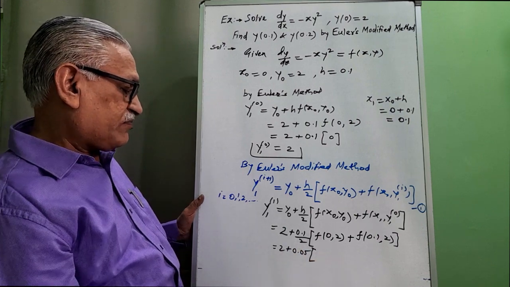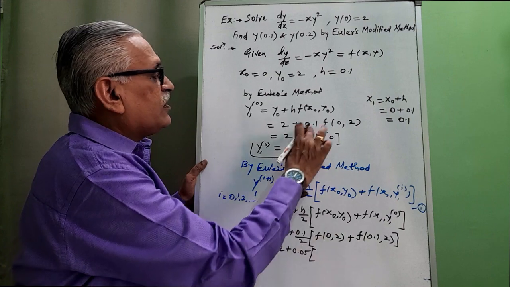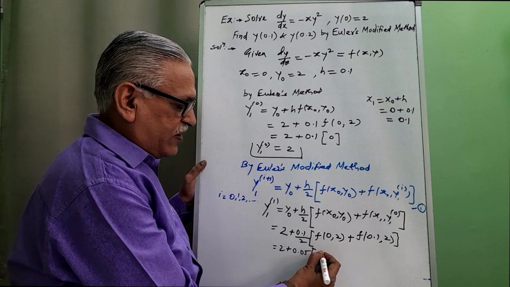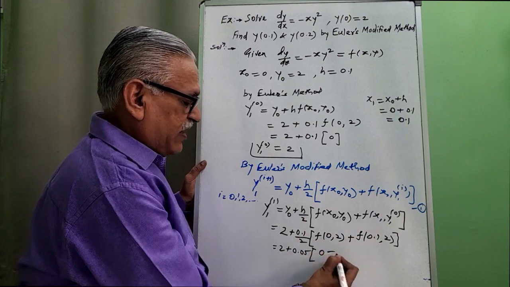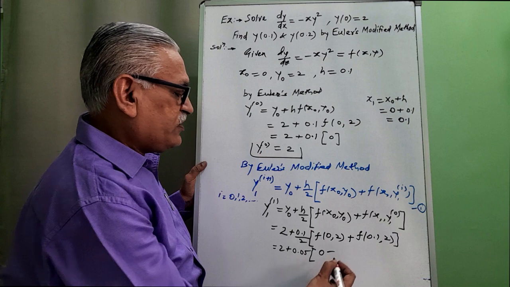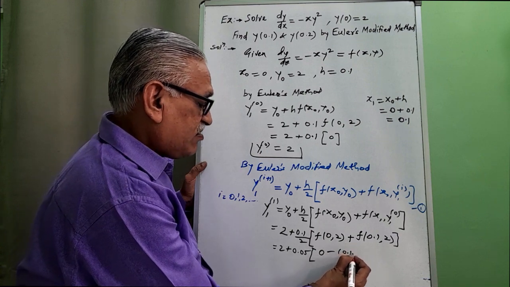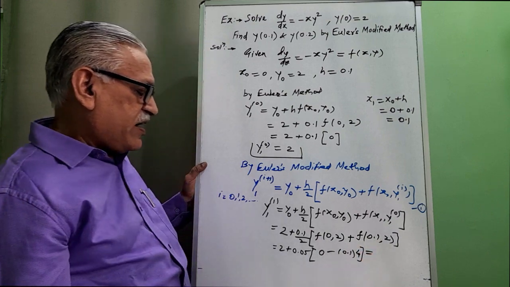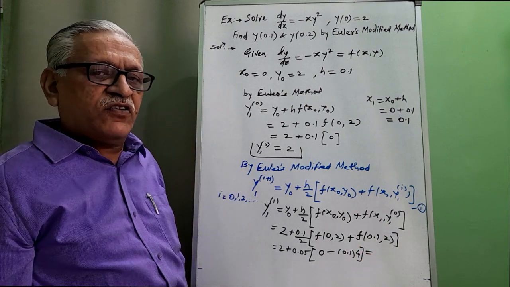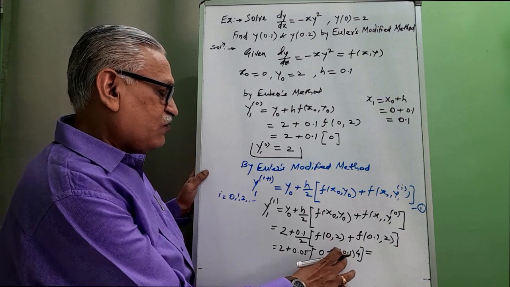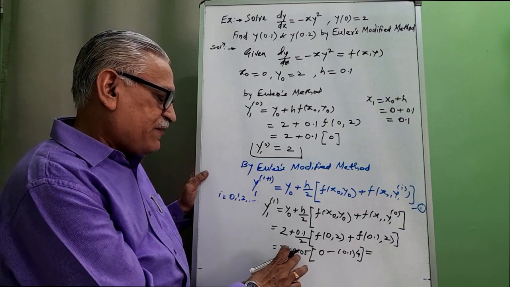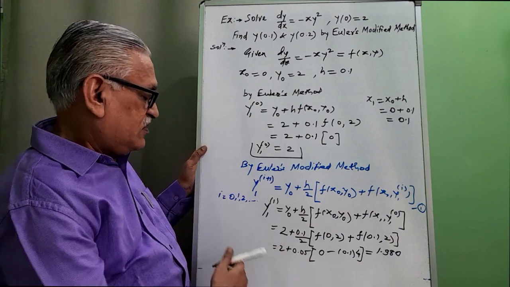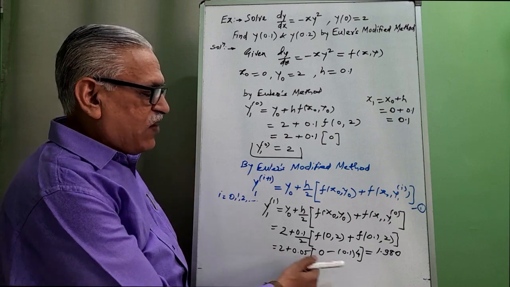f of 0, 2, which is minus x y square, x is 0, therefore that value is 0, minus 0.1 into y square, which is 4. If we simplify it by calculator, we get 0.4 with minus sign, multiplied by 0.05, plus 2, which is the first approximation for y1.